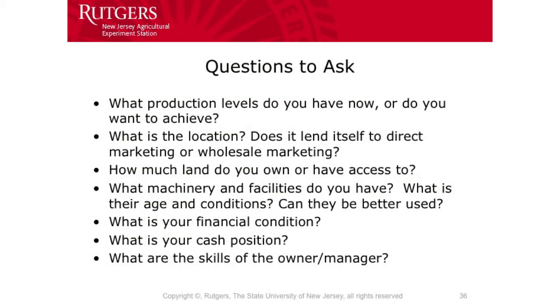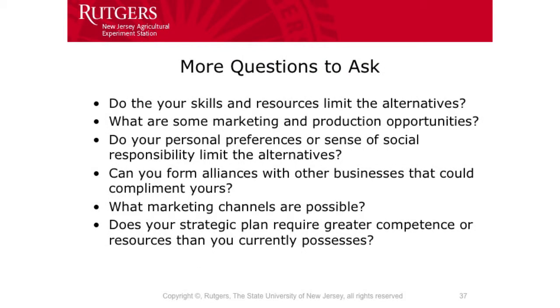So you're probably going to need to make sure that you have some source of operating cash to finance this farm. If you can get a line of credit or some other way to cover your cash flow position. Because some businesses fail, even though they're profitable, because of the cash flow of when the money comes in, when it goes out. What are the skills of the owner and managers? Other questions is, do your skills and resource limit the alternatives? Not all of us can do everything.